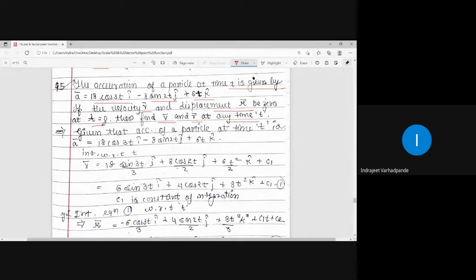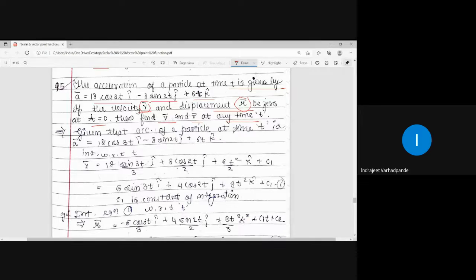And while doing the process of integration, we know that certain arbitrary constants will arise. To calculate the values of those arbitrary constants, we are provided with the given conditions. At t is equal to 0, r bar is also 0 and v bar is also 0. So accordingly, we will be simplifying and getting down the answer.